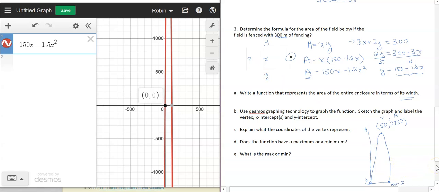Okay? So what does the vertex represent? It represents the max area of 3,750 given a width of 50. It would have a maximum because my parabola opens down. This represents a max. And that is what the max is.